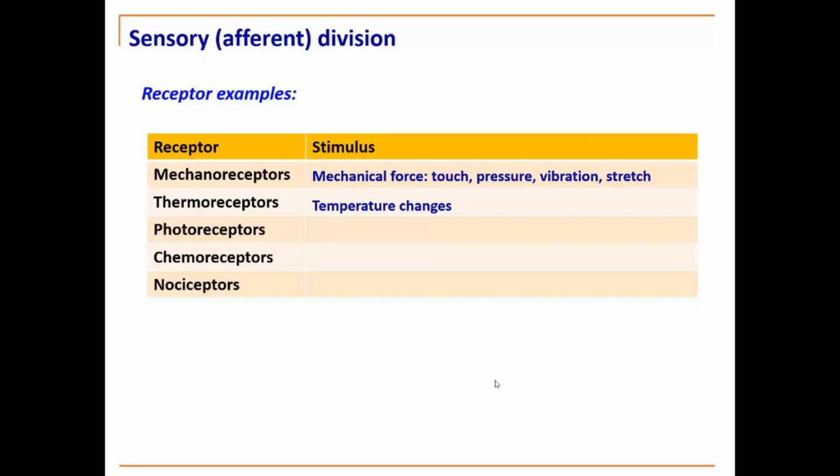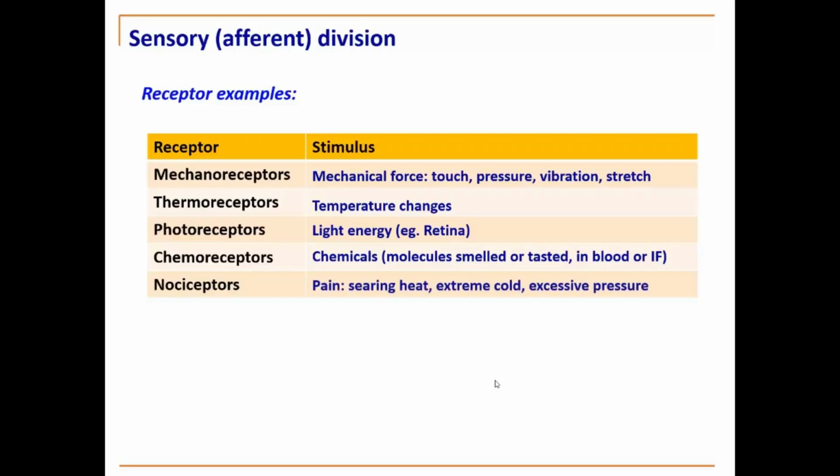You have photoreceptors. They respond to light energy, so that's all processed onto the retina and then out through the optic nerve. Chemoreceptors respond to chemicals, so these can be smelled or tasted, or detected in blood or in the interstitial fluid, for example. And then nociceptors, these are about pain: searing heat, extreme cold, excessive pressure, etc.